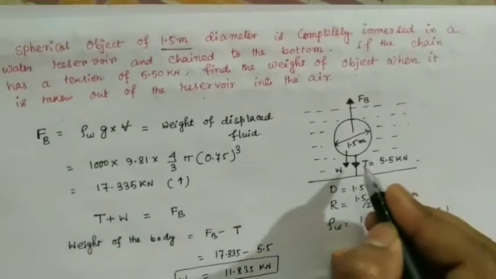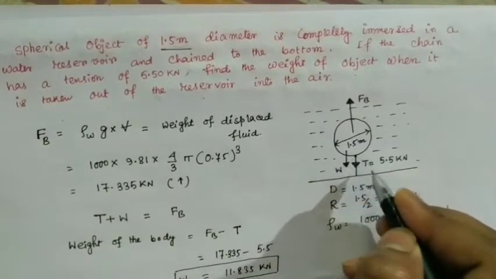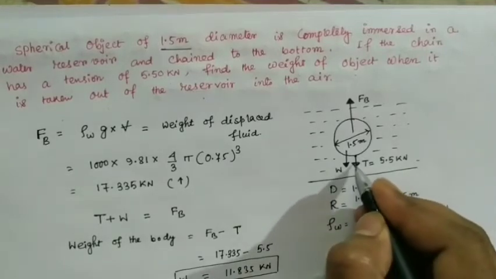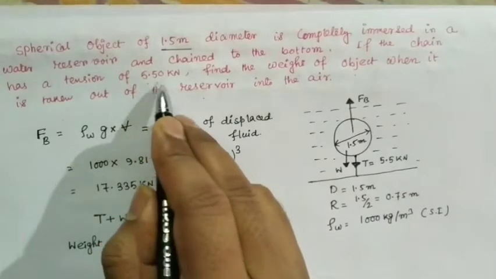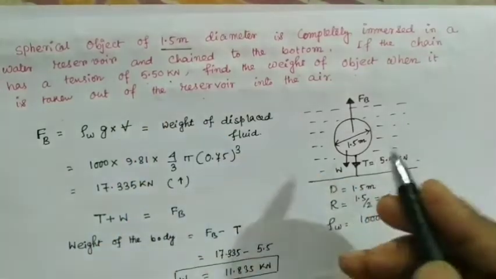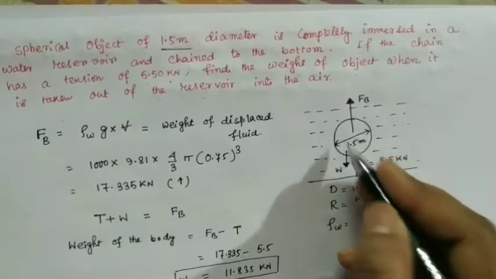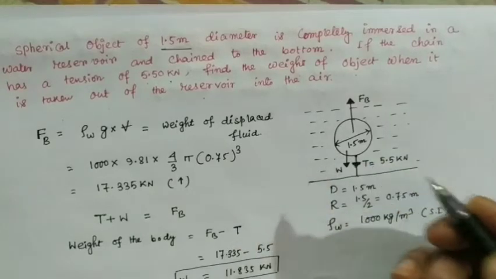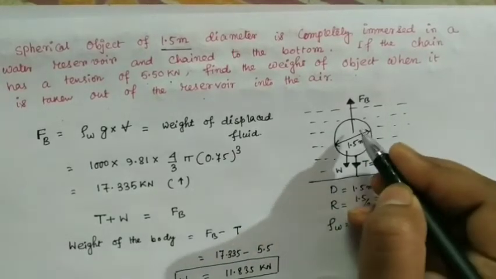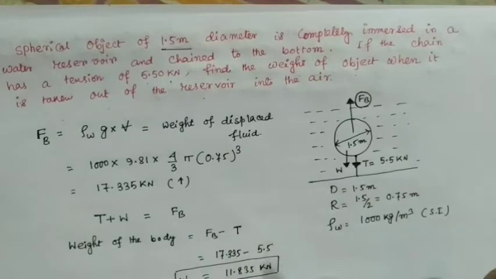So here, look, at the bottom the body is restrained by a chain. The chain will produce a tension. The value of tension given in the question is 5.5 kilonewton. The direction of the tension will be downward as the body is restrained by the chain, and the weight of the body will also act in the downward direction. And what will be the direction of the buoyancy force? As I told you in my last lecture, the buoyancy force always acts in the upward direction.